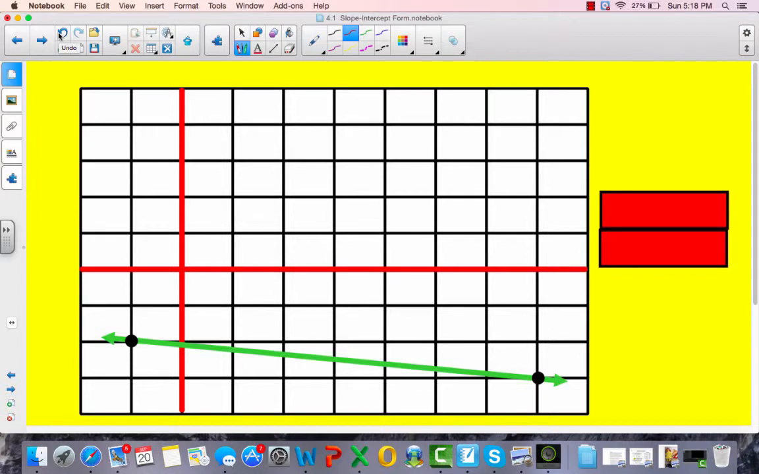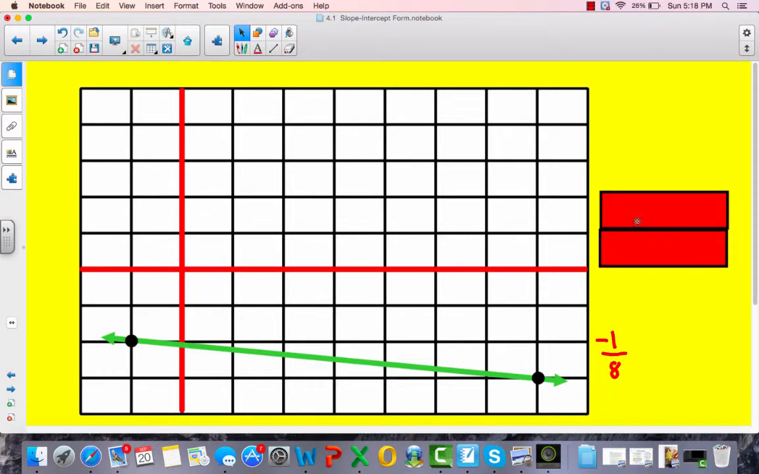One more. This time we go down 1 and to the right 1, 2, 3, 4, 5, 6, 7, 8. So we went down 1. When you go down, that's negative, over 8. So our slope this time was negative 1/8. When you go down, it's negative, or when you go left, it's negative. When you go up, it's positive. When you go to the right, it's positive.